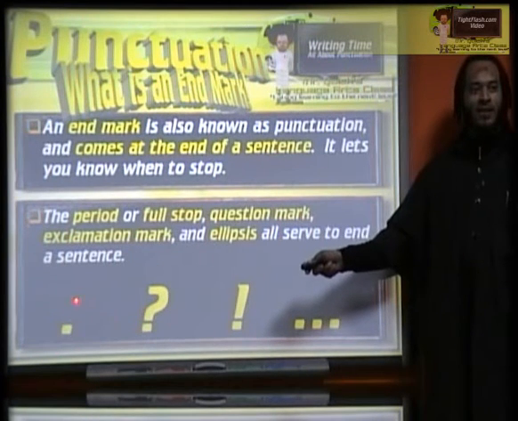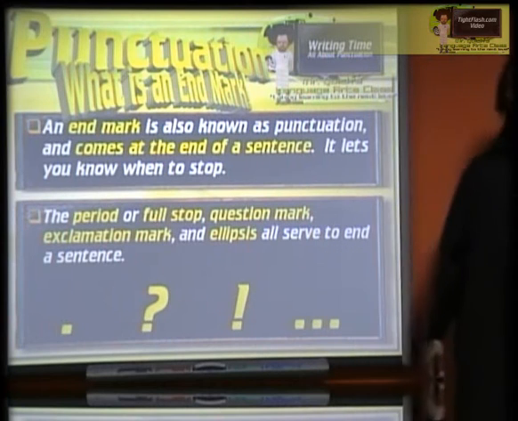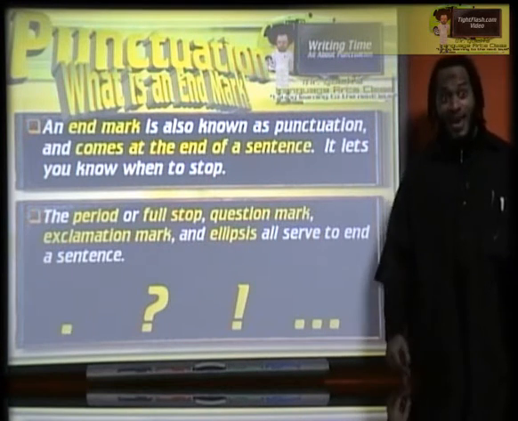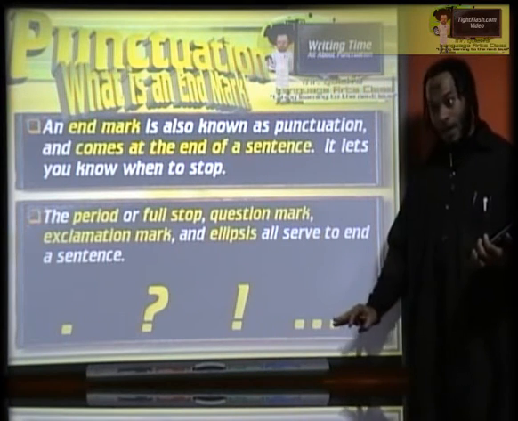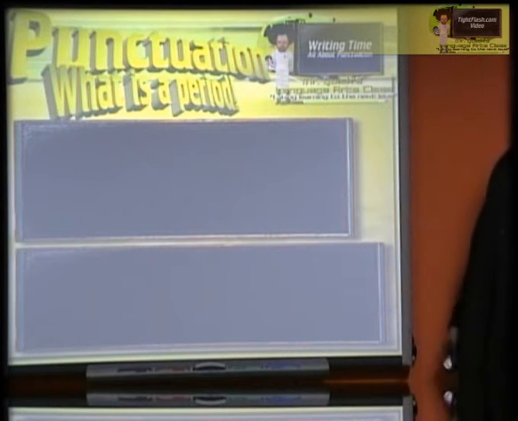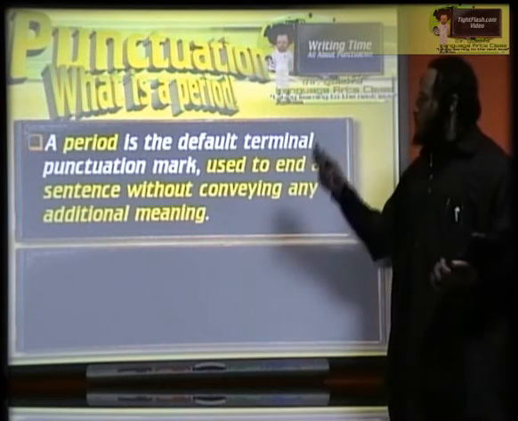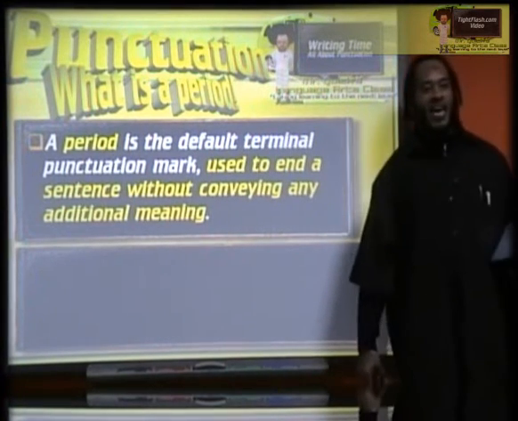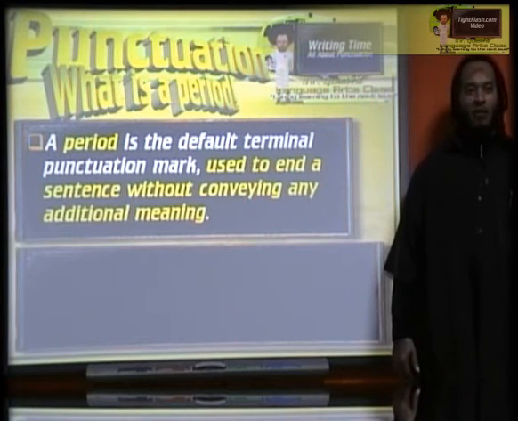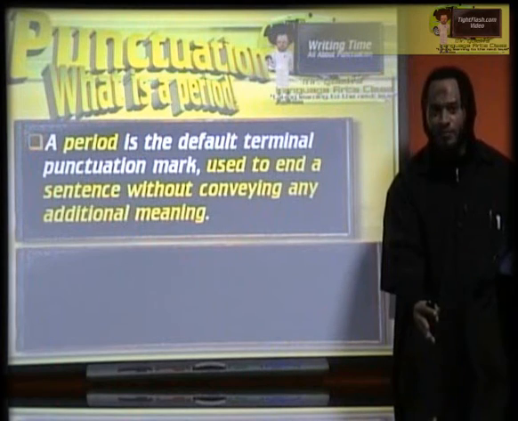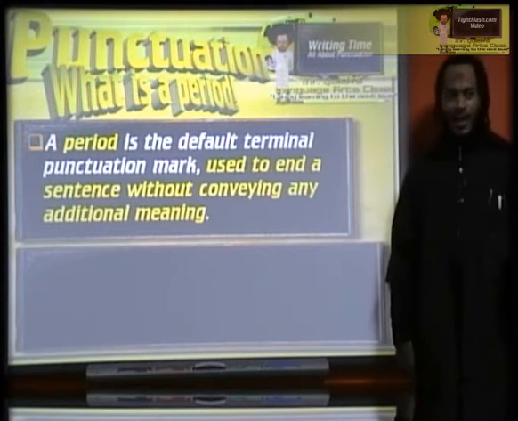Please pay attention. This is the period. You put that at the end of a sentence. Or full stop, let me not confuse you. Yes, full stop, period, same thing, end of the sentence. If that's not enough, let's talk about what a period is. What is a period? A period is the default terminal punctuation mark. By default, even if you don't know what else to do at the end of the sentence, just put a period. Make it safe.